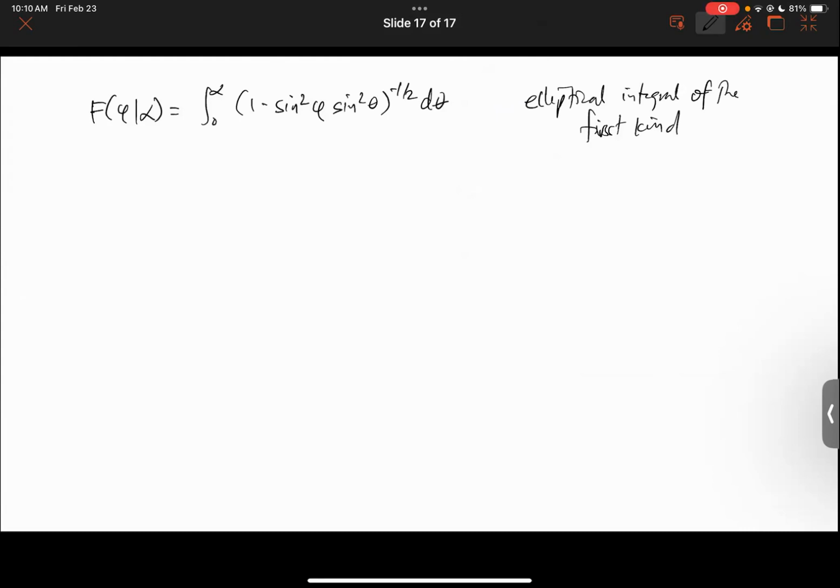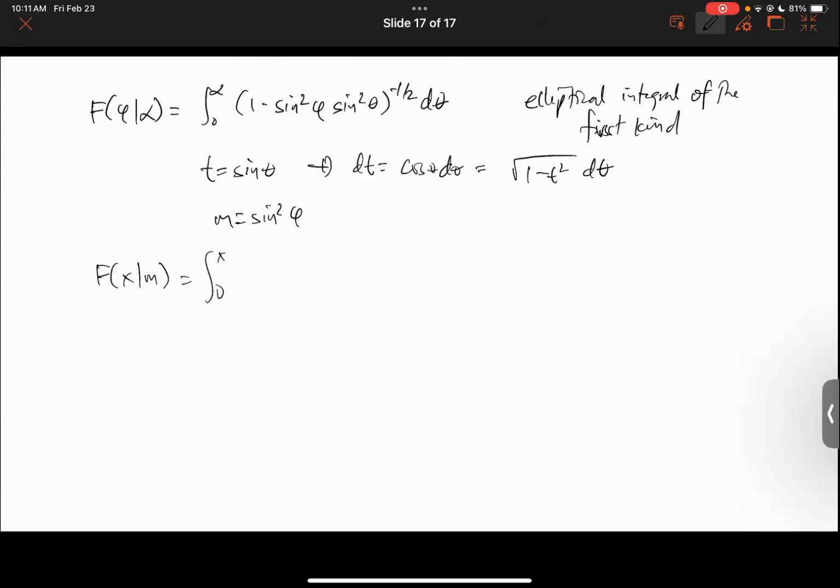Okay. So let's say, tulad ng ginawa natin kanina, if we let t be equal to sine theta, then dt is equal to cosine theta d theta. And this is equal to, of course, square root of 1 minus t squared d theta. And if we let m be equal to sine squared phi, then yung integral na ito, we can rewrite in terms of x and m. So 0 to x ng 1 over 1 minus t squared raised to the 1/2, 1 minus mt squared raised to the 1/2 ng dt.